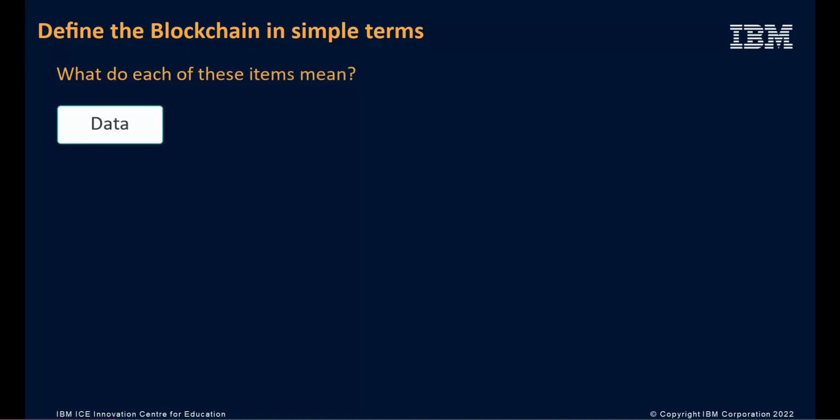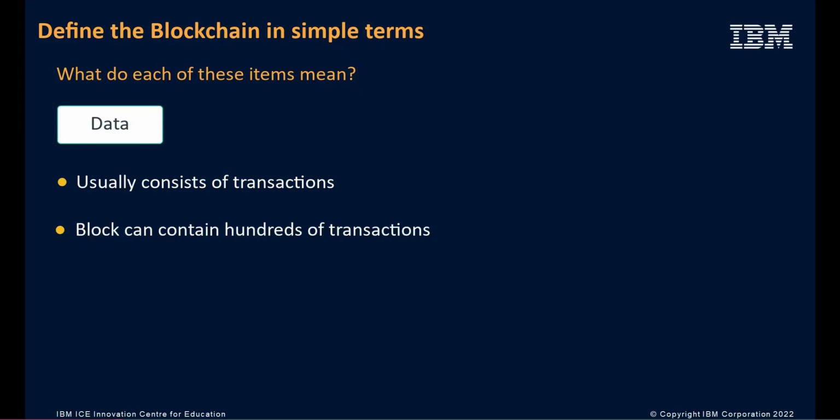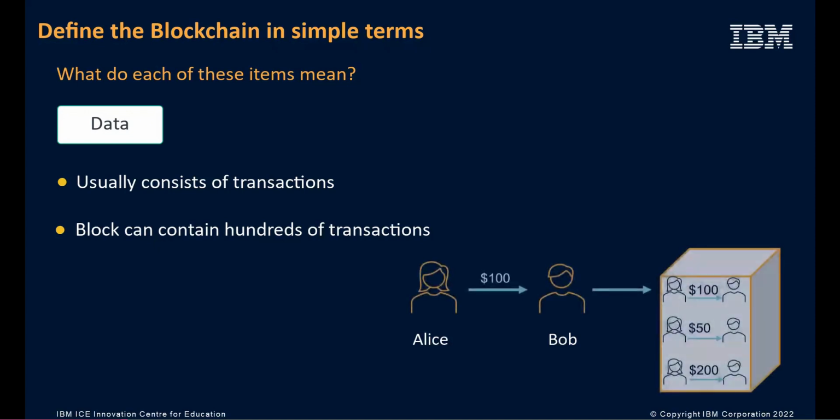Data in the block usually consists of transactions. A block can contain hundreds of transactions. Alice sending Bob $100 is an example of a transaction in a block.